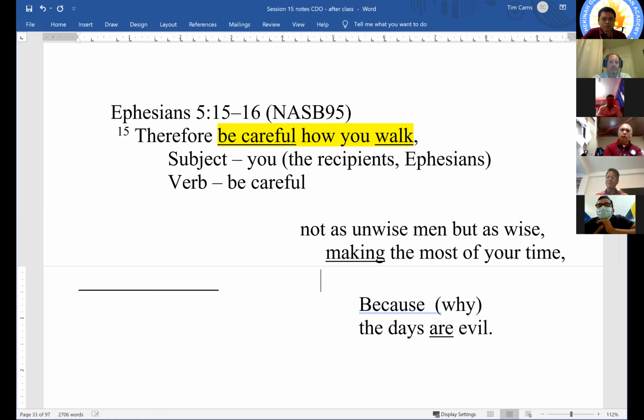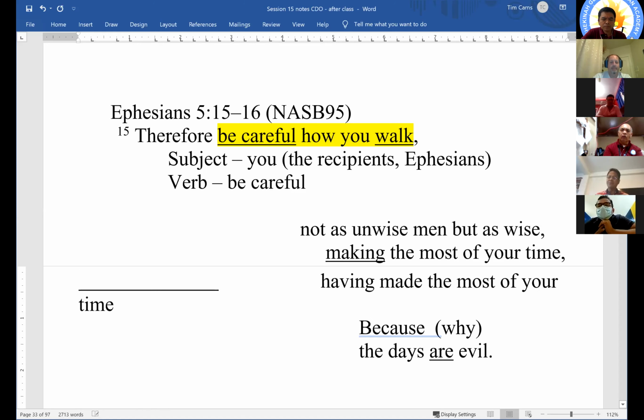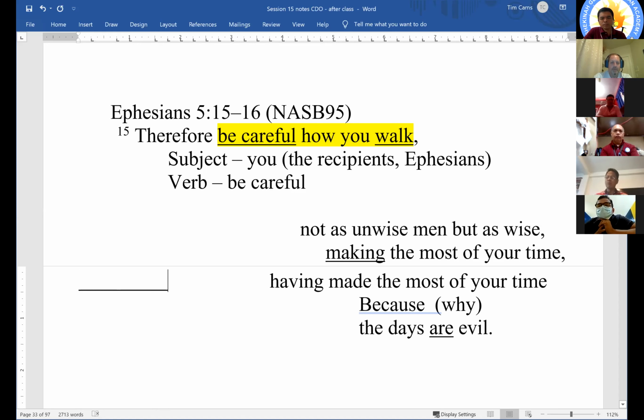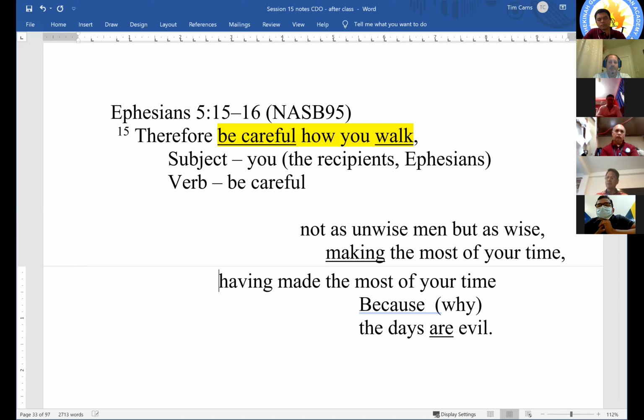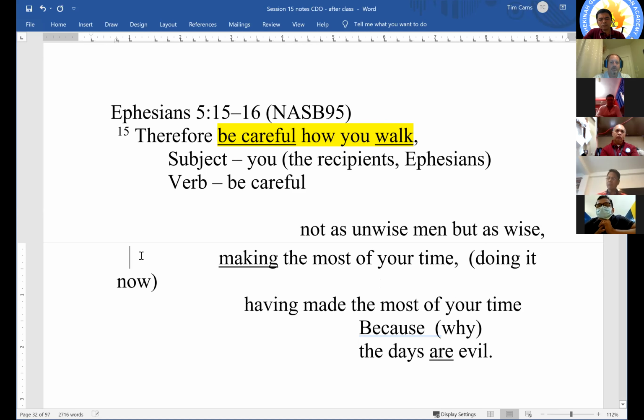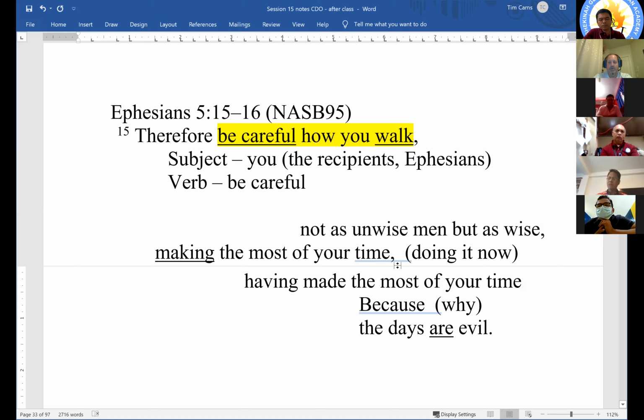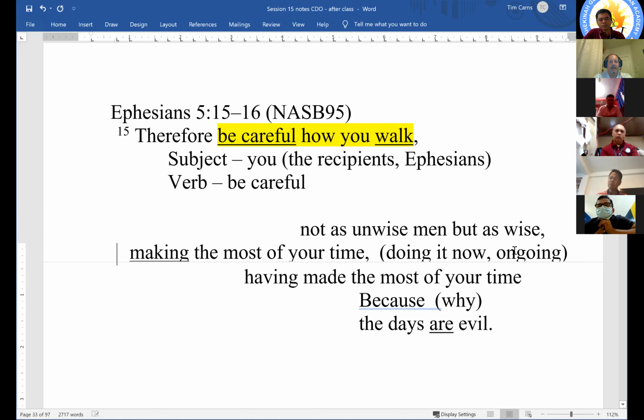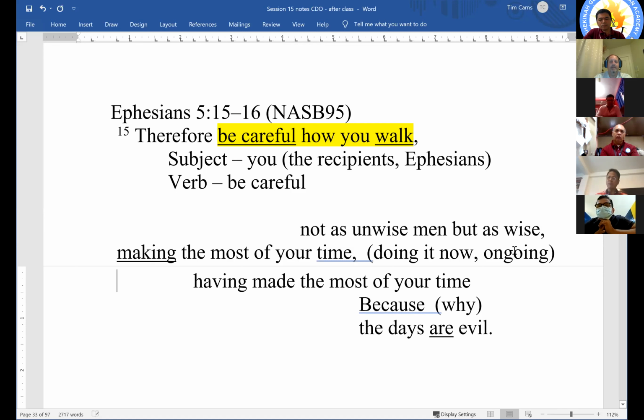Having made the most of your time. That would be a past tense participle. Making would be a present tense participle. Making means, you know, doing it now. Ongoing. Yeah, that's good. Having made is describing a past tense. It's already happened.